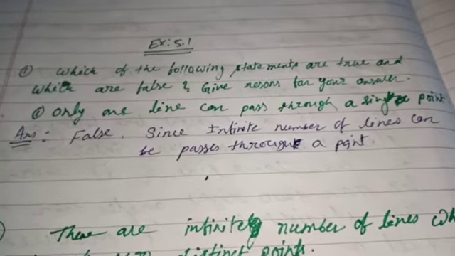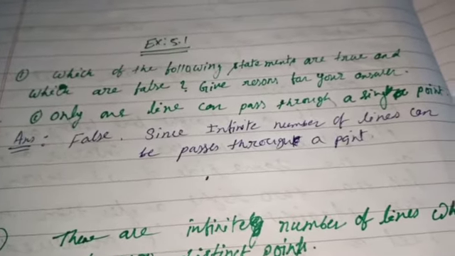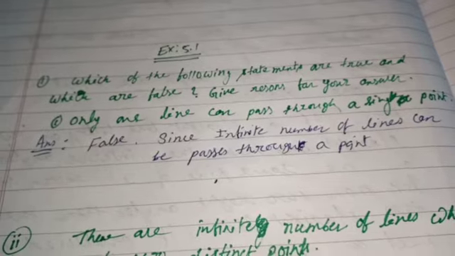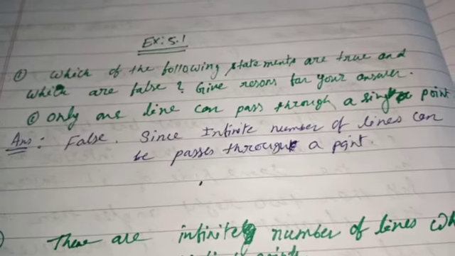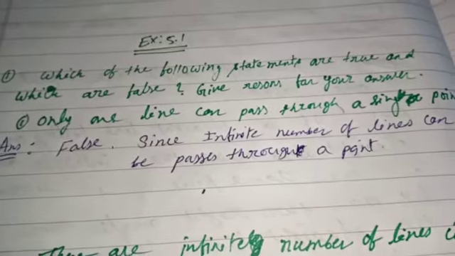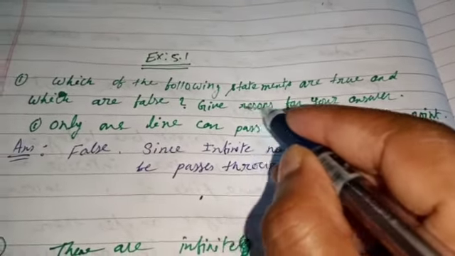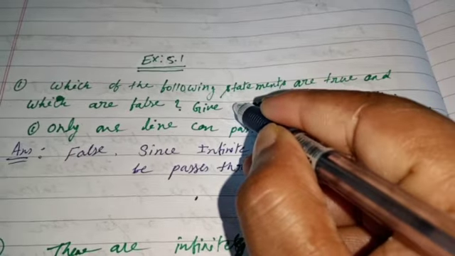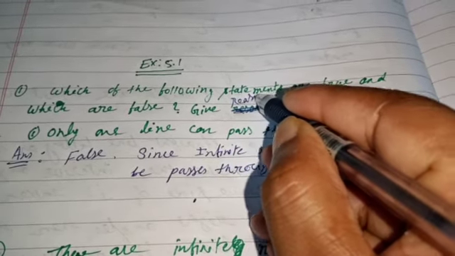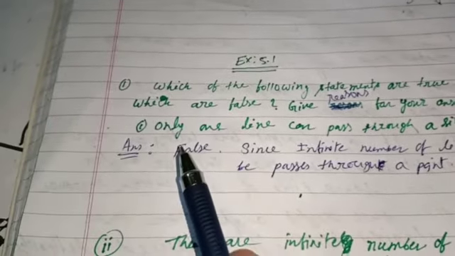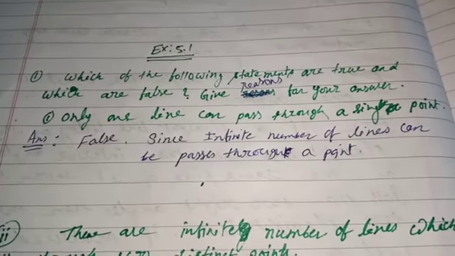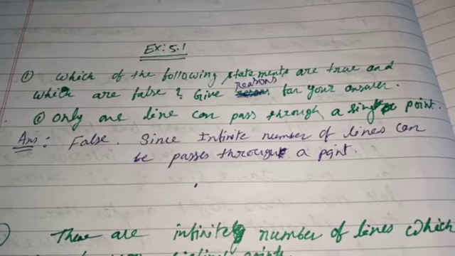Exercise 5.1. First question. Which of the following statements are true and which are false? You have to find out true or false, and also give reasons for your answer. Okay, number 1: only one line can pass through a single point. Is it correct?